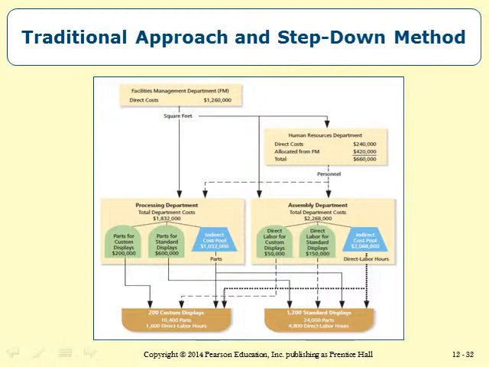But you can see what we haven't done is to allocate anything back up from the human resources department to the facilities management department, even though there are human resources efforts associated with the facilities management department. And then you can see, as we've allocated each of these service departments, facilities management and human resources department, the cost impact in the processing department and in the assembly department.